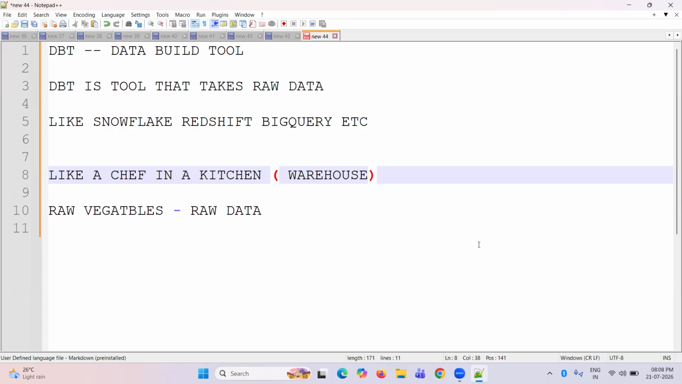It runs in the Snowflake warehouse. If you connect with Redshift, it runs in Redshift. It runs in BigQuery, it runs in other databases. So whenever we have data in the Snowflake warehouse, we need to connect with DBT and write the models. Those are not going to run in DBT. Those are running in the Snowflake warehouse.